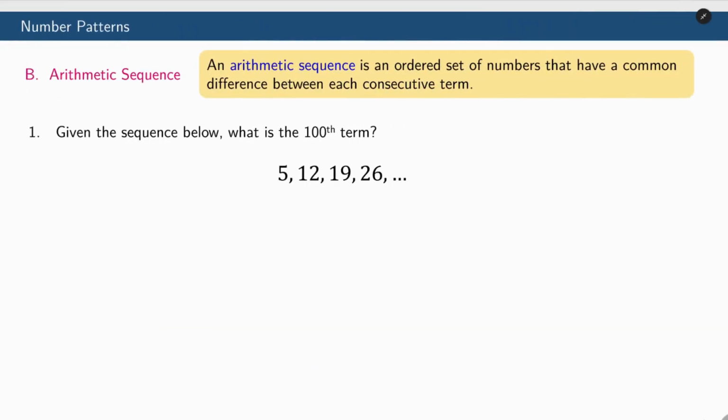Given the sequence below, what is the 100th term? The first thing to do is to determine whether this is indeed an arithmetic sequence or not. 5, 12, the common difference is 7. 19 minus 12, 7 also. 26 minus 19, well, 7. So yes, this one is an arithmetic progression.